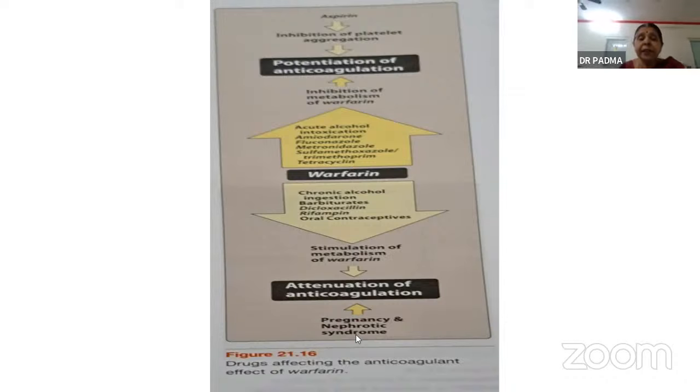And so these are the main drugs we see: acute alcohol intoxication, amiodarone, an antiarrhythmic, fluconazole, an antifungal, metronidazole, first choice in anaerobic infections, sulfamethoxazole and trimethoprim, the combination cotrimoxazole, a drug of choice in pneumocystis infection, tetracyclines, no more used except doxycycline, especially in acne and in very chronic or resistant diarrhea, when the other drugs are quite resistant. So these are all inhibitors, so they will potentiate the anticoagulation, and together with aspirin will inhibit platelet aggregation, so bleeding will be more.